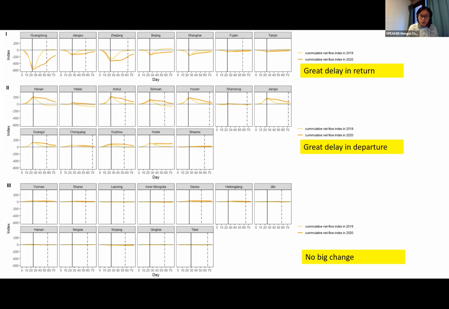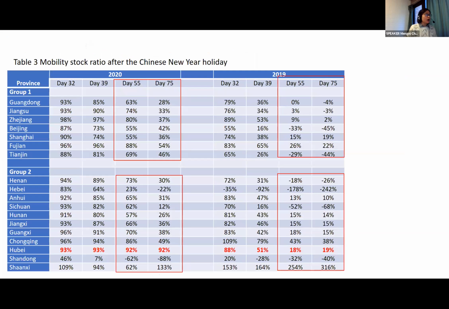The second picture, of the second group, demonstrates that these provinces are out-migration oriented. After the holiday, people will come back to the provinces or cities for educational study, but we observe a very big gap in this cumulative net flow index. It implies there is a great delay in the departure of people who came back home pre-holiday; they delay their departure from their hometown for a long time.